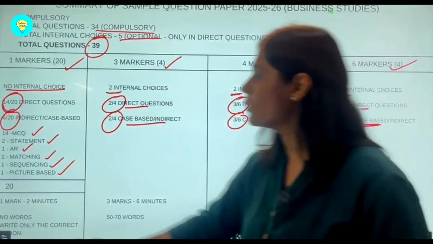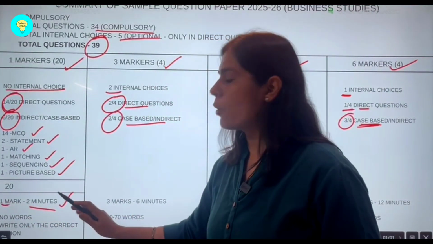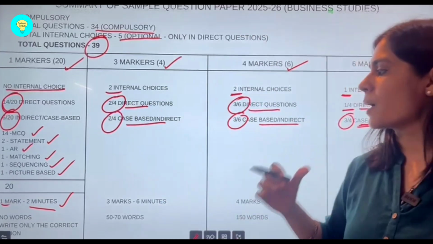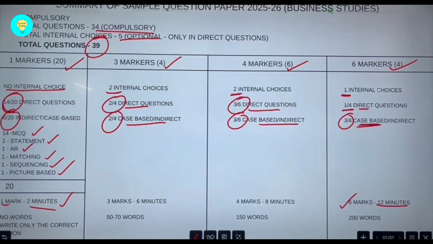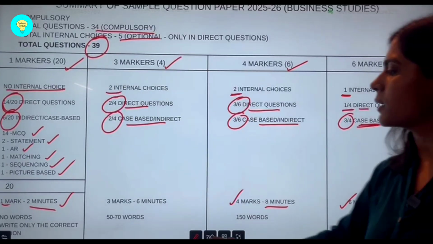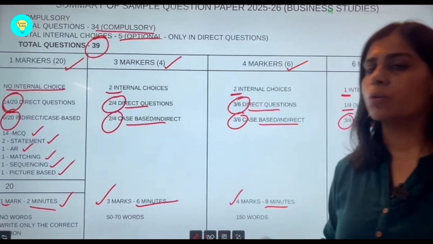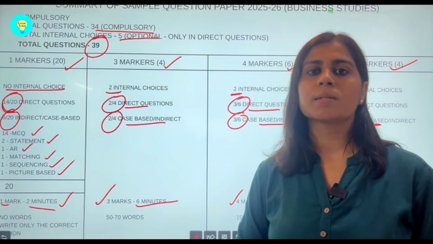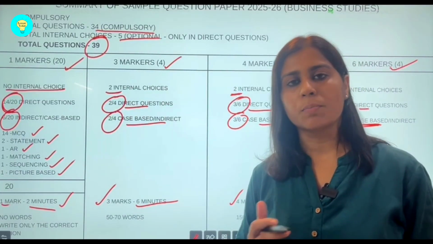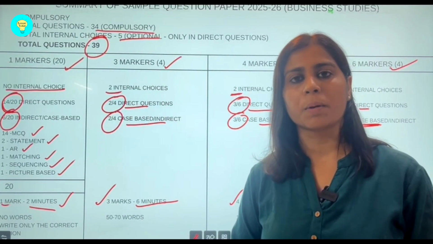Like if it is 1 mark, you can take maximum up to 2 minutes. However, it will not be required. So just save this time for your 6 markers, because there in 6 markers, you have to devote just 12 minutes per question. For 4 markers, 8 minutes, and for 3 markers, 6 minutes. This is not a airtight compartment of timing, but still, students, with this maintenance of timing, you can easily complete your paper on time.